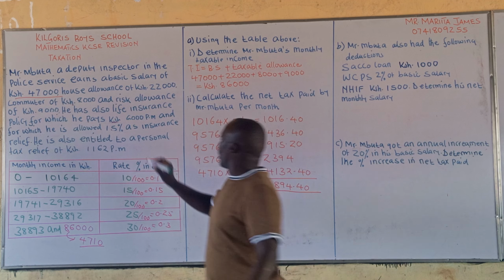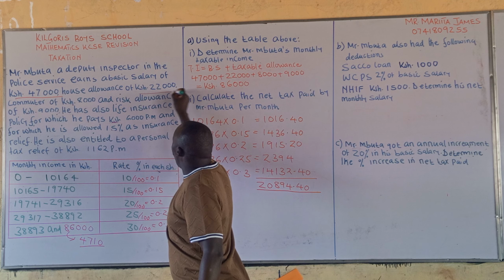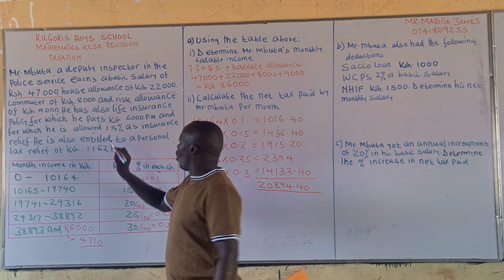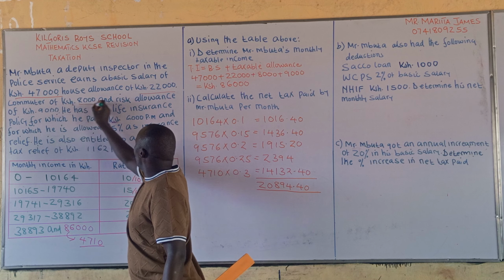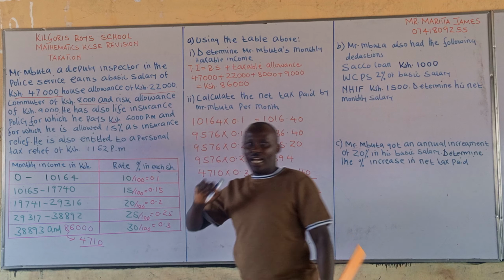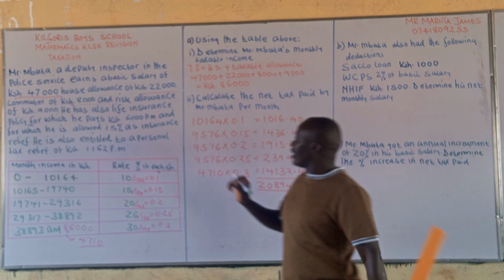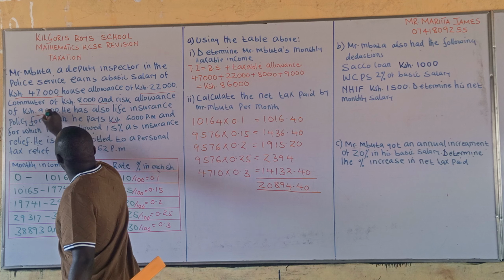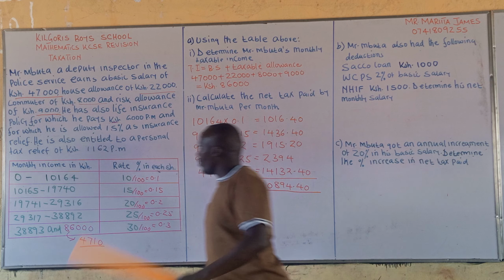Then we have a house allowance of Kenya shillings 22,000, and a commuter allowance of Kenya shillings 8,000. And finally, we have a risk allowance of Kenya shillings 9,000.